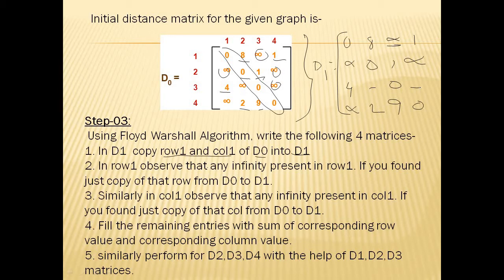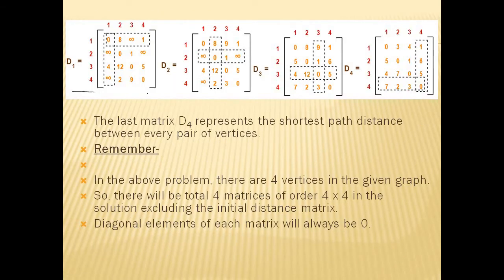So fill the remaining entries with the sum of the corresponding row value and the corresponding column value. So here, 4 plus 8, how much? 12. 4 plus 1, how much? 5. So now I found D0 and D1. Similarly, we need to work out D2, D3 and D4 with the help of D1, D2, D3. If you observe, the same thing is applied here.